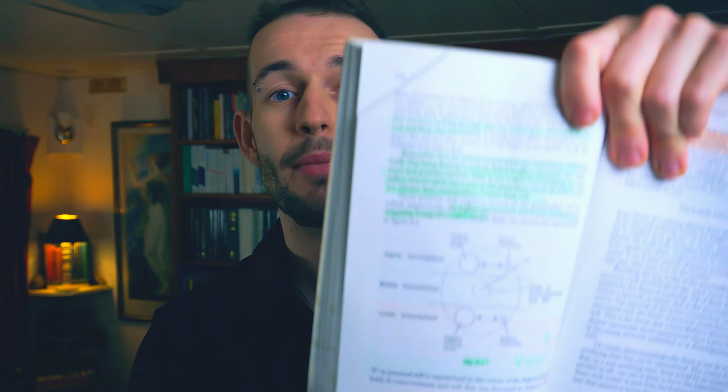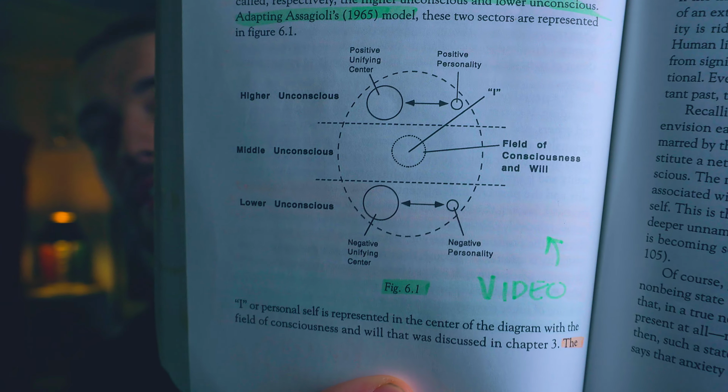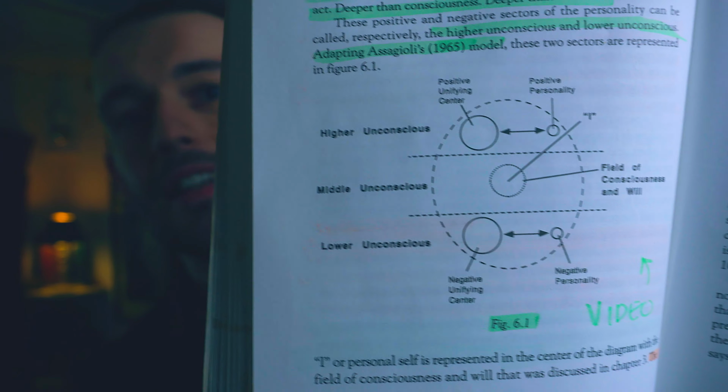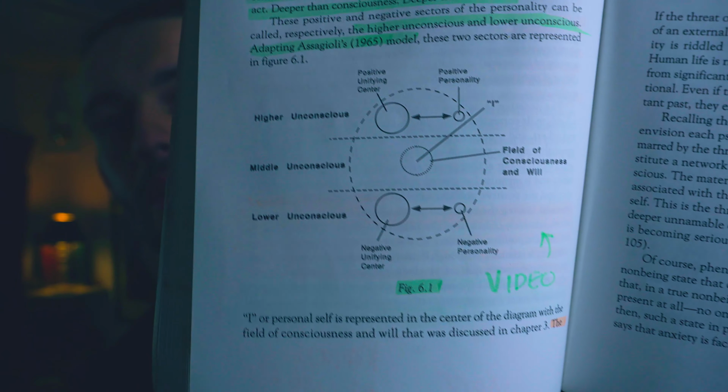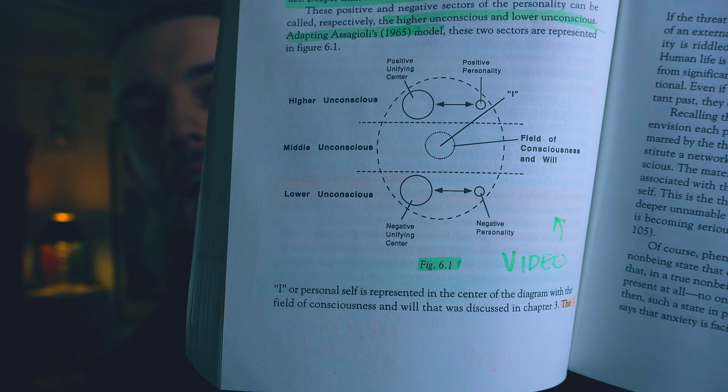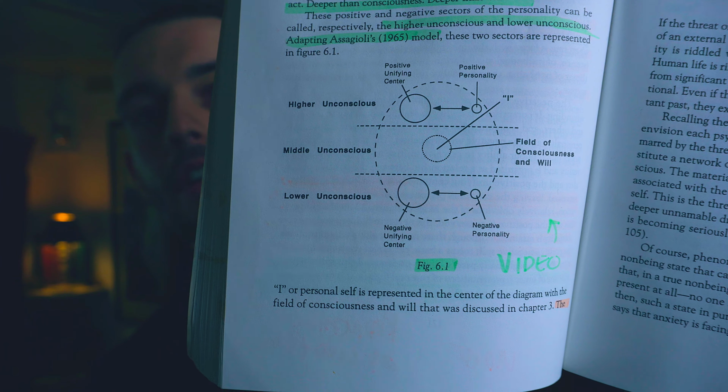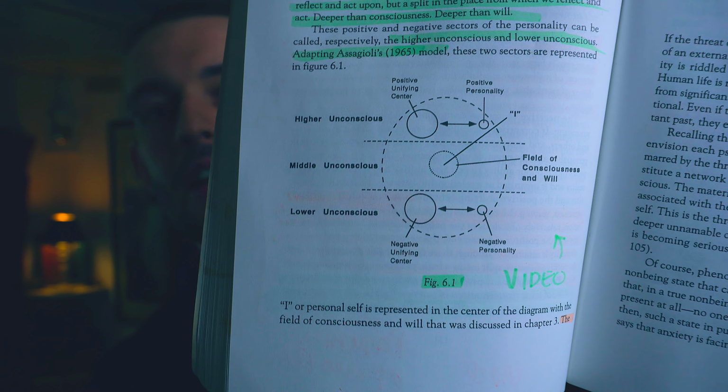How do we integrate the higher and lower unconscious? Well, I'm going to show you a diagram that is a much more accurate representation, hopefully you can see it, of the little egg which I've held up. Here you can see the bands between the higher unconscious and the lower unconscious, as well as the positive and negative unifying centers and personality structures. We'll get to those in a moment. First, let's expand what it means to be in the higher or lower unconscious. In a nutshell, it's positive and negative territory.